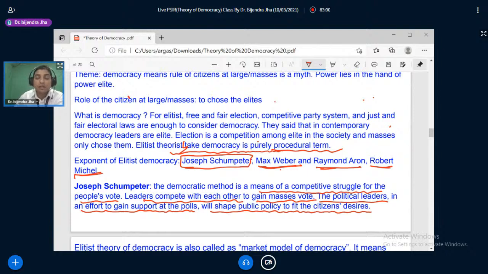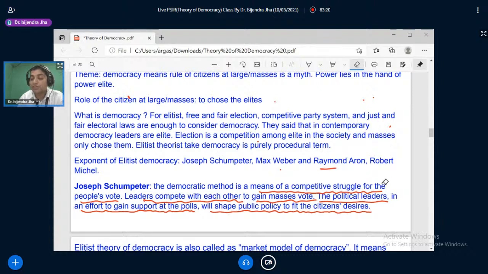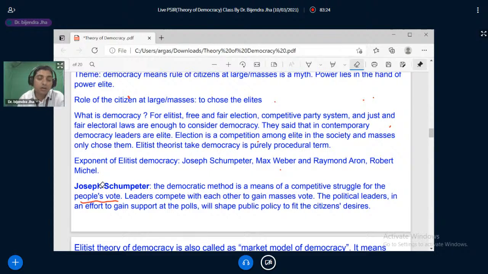Who are governing? It is the power elite. It is an elite, it is a ruling class which is governing basically, right? So that is Joseph Schumpeter. For Joseph Schumpeter, what is election? Election is a method in which leaders compete with each other for the people's vote.